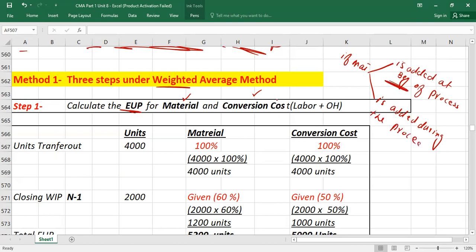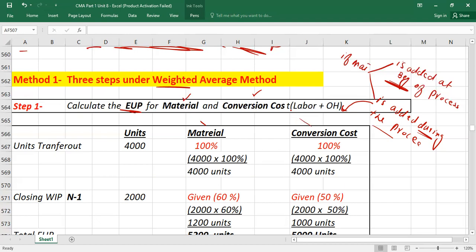Two words are there. One is at the beginning of the process. Second is what? During the process. During the process, we say evenly throughout the period. And the formula which I'm going to show you first for weighted average is based on this assumption. Which assumption? As material is added during the process. And what changes you will make if material is added at the beginning of the process, I'll tell you after 2 minutes. First, let me tell you, if material is added during the process, how you will get equivalent units by using the weighted average method for material and for conversion cost.